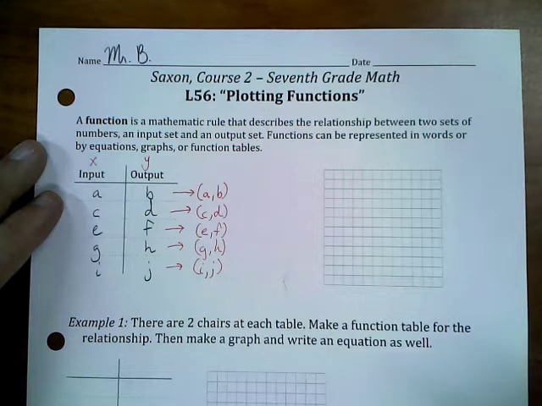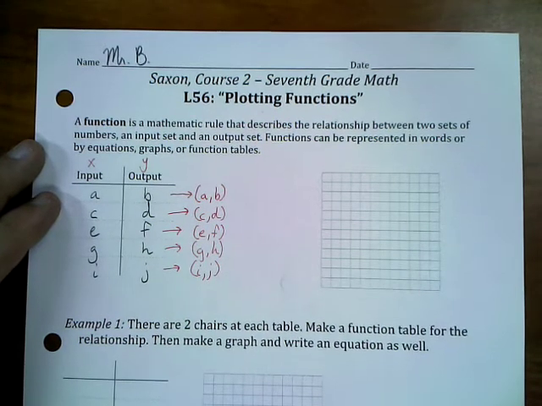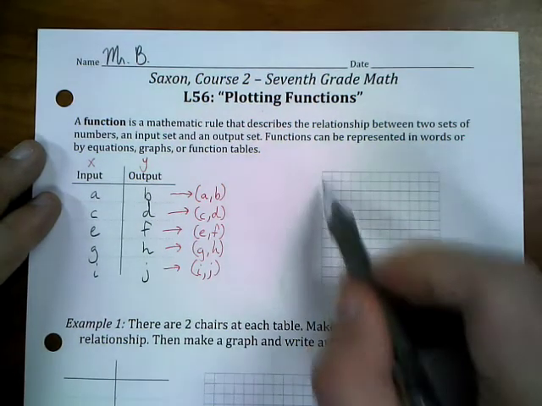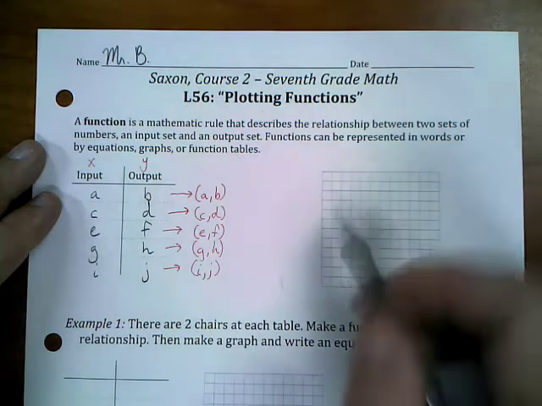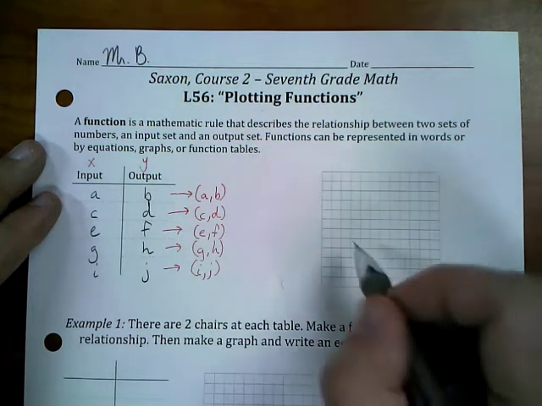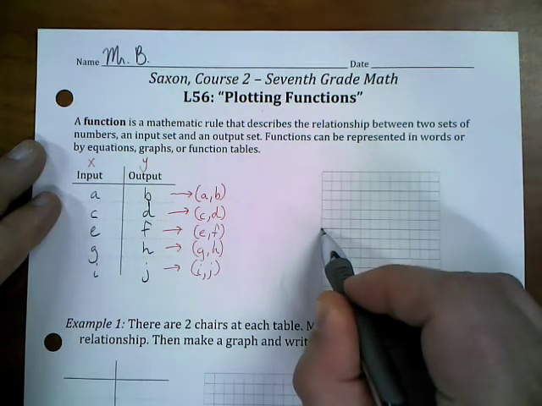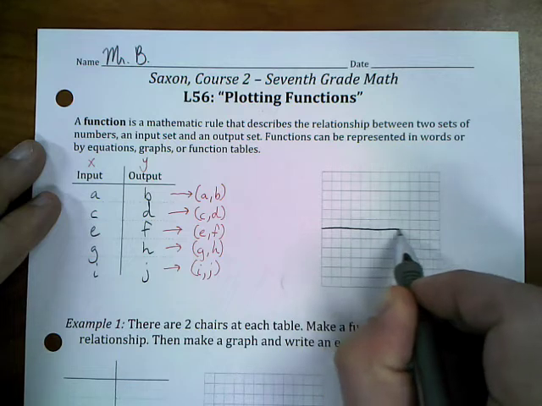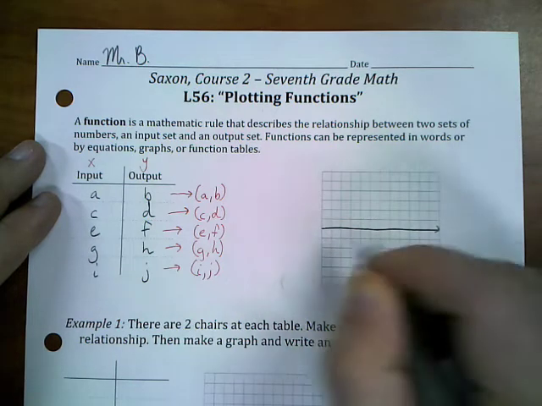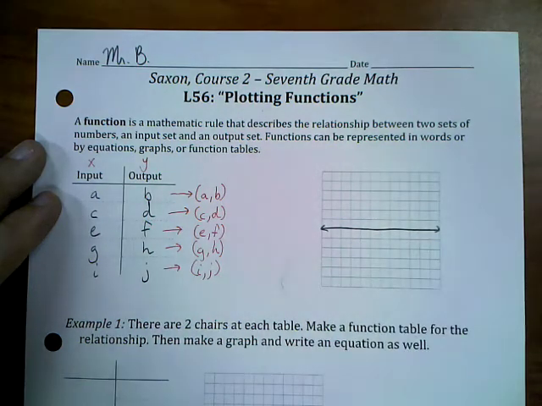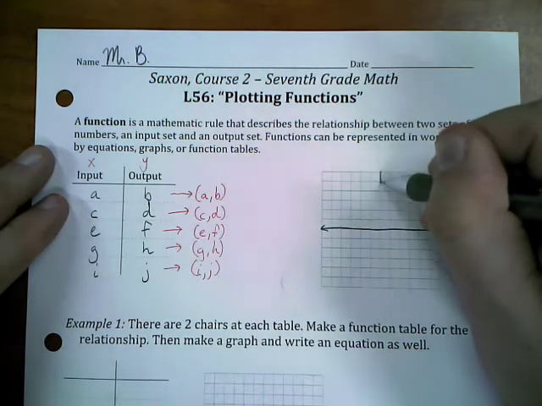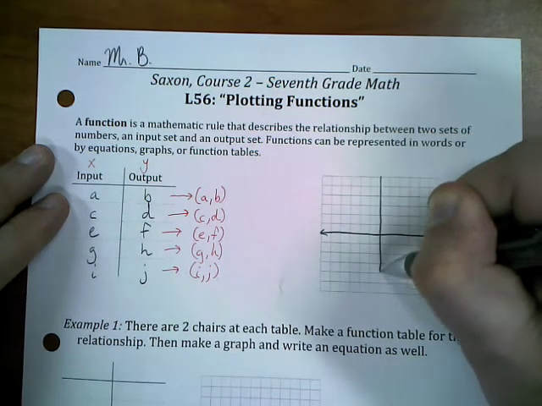Since we can graph these, let's do a quick review about graphing. If we look here, we've got a coordinate plane. We got a nice grid going. Remember that the coordinate plane is made up of two number lines. My first number line, I'm going to draw horizontally about in the middle. And then my second number line, I'm going to draw vertically about through the middle.